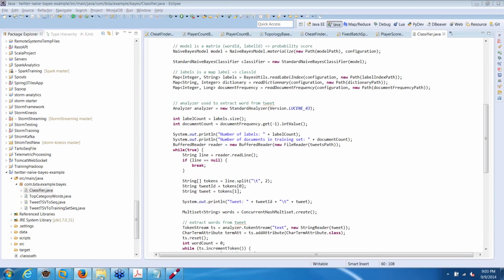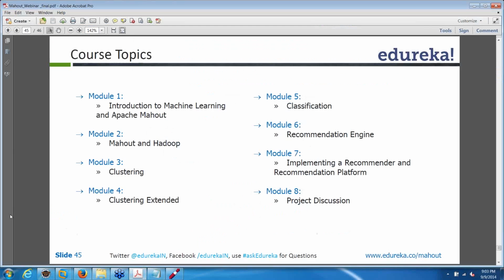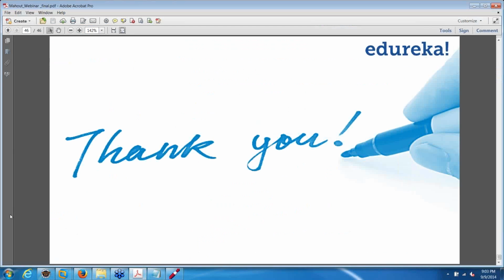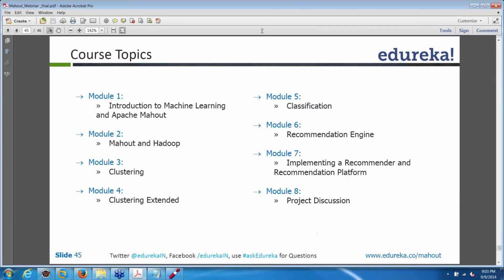Get in touch with the support team, and these are the topics we'll be covering during our course: machine learning introduction, Mahout, clustering, details of clustering, advanced clustering, classification, recommendation, advanced recommendation, and finally we'll be doing a project.